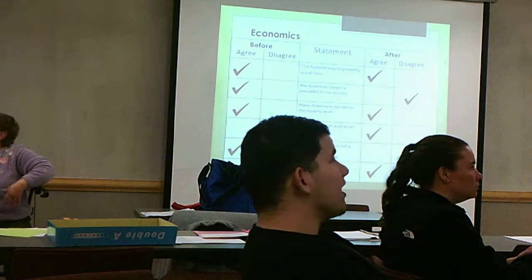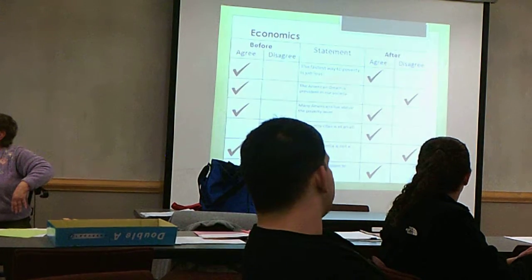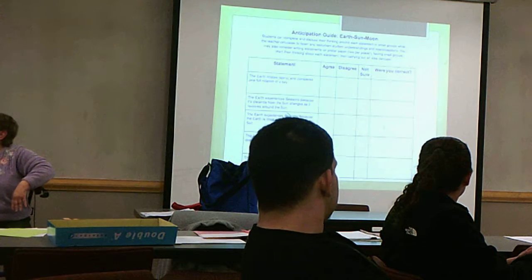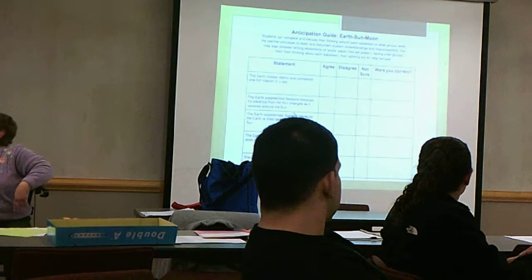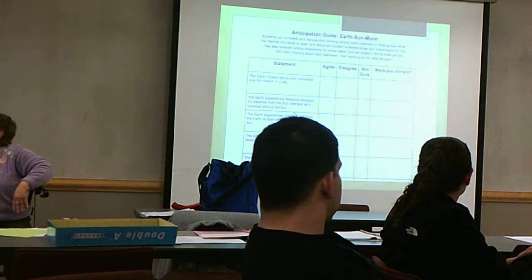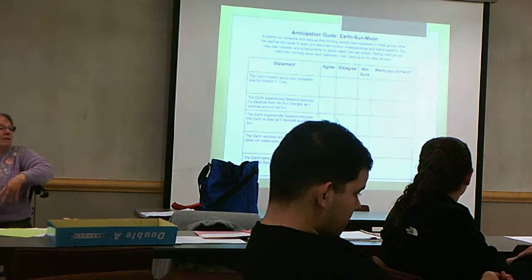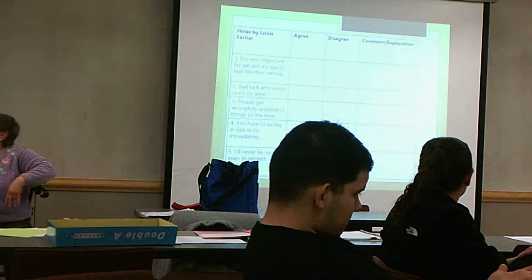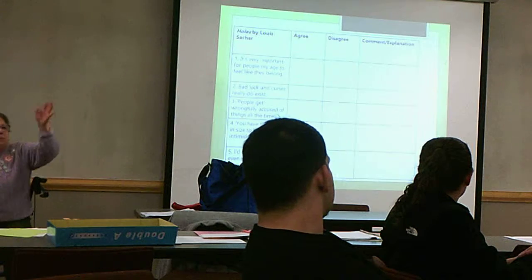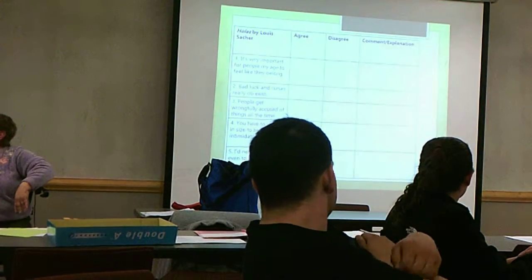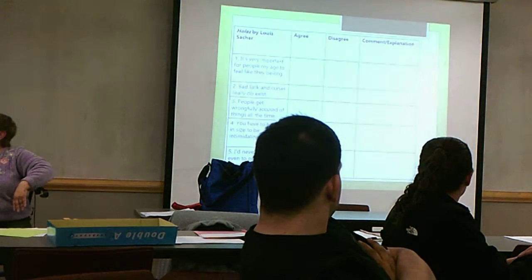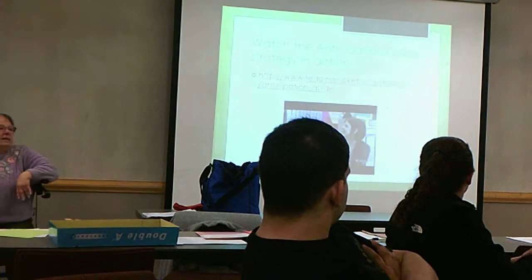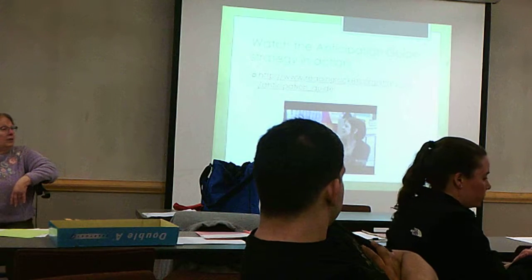Okay. This is economics. Notice, before agree, disagree, afterwards agree, disagree. This is the earth science one: earth, sun, moon, statement, agree, disagree, not sure. See how you can make anything you want. Were you correct? Holes. How many people read Holes? Okay. So it's very important for people my age to feel like they belong. Agree, disagree, comment.